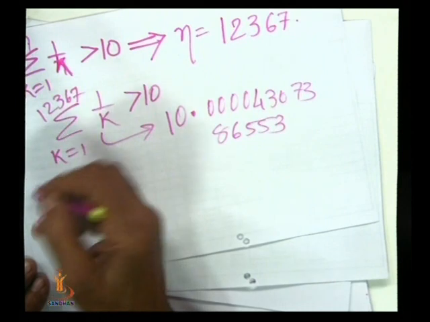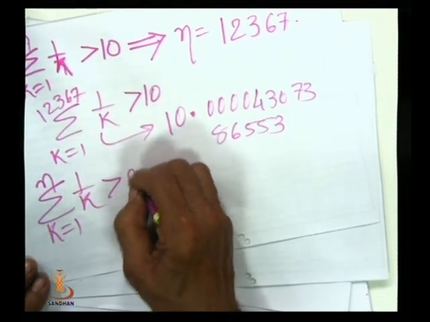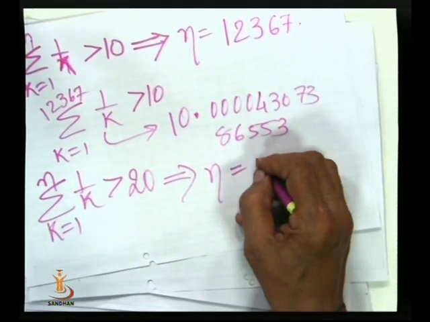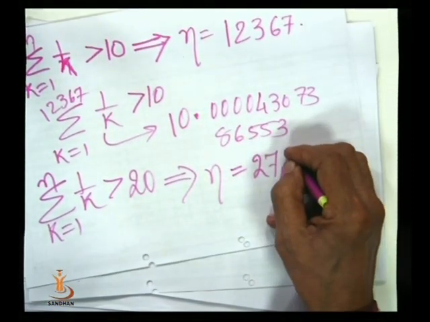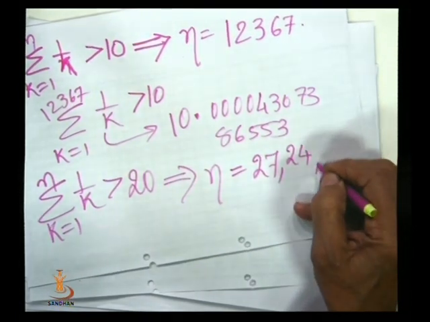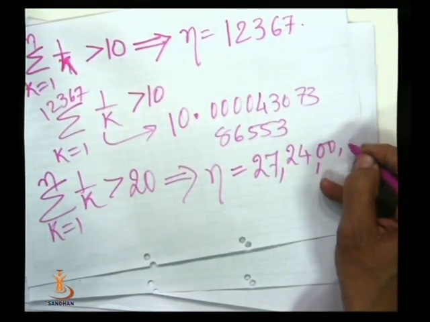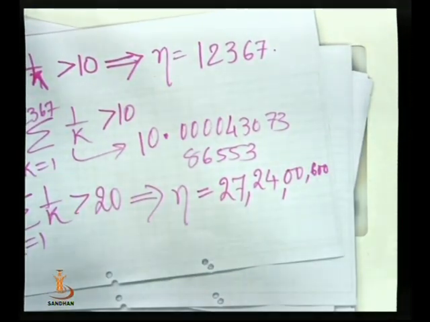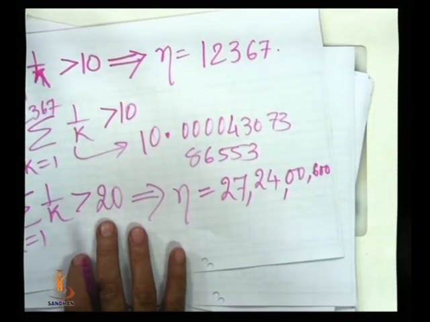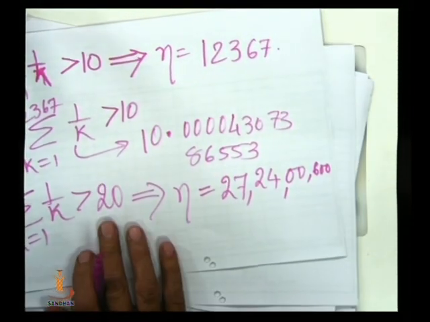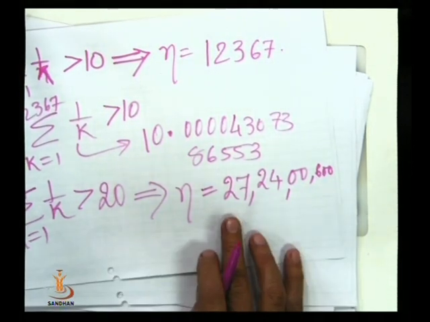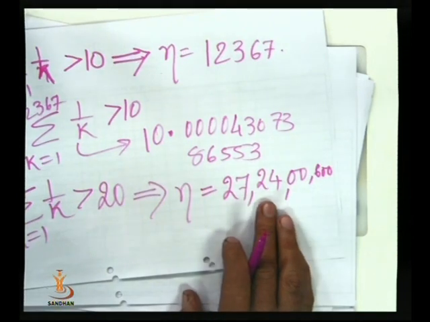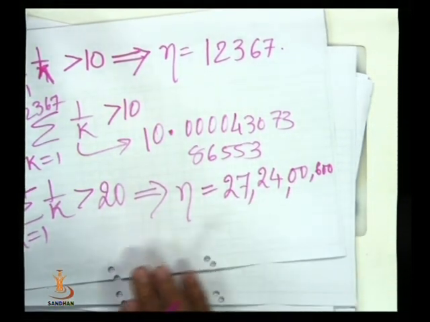Harmonic series, sum of that n greater than 20, then you need 27 crores 24 lakhs 600 terms. How large, na? Just to cross 20, though it reaches plus infinity, just to reach 20 you need more than 27 crores 24 lakhs 600 terms.